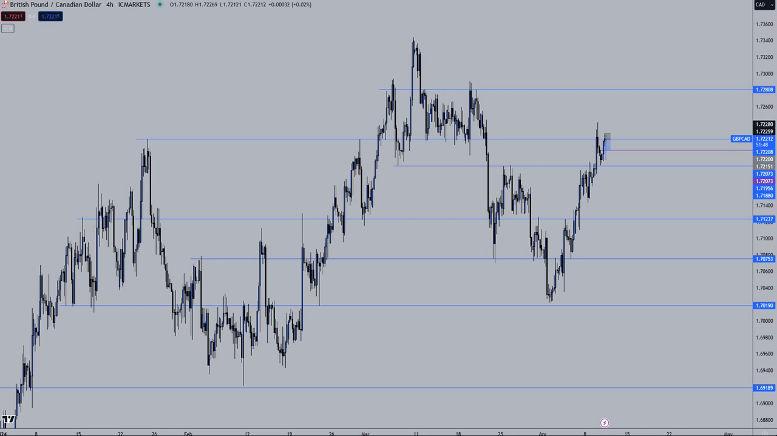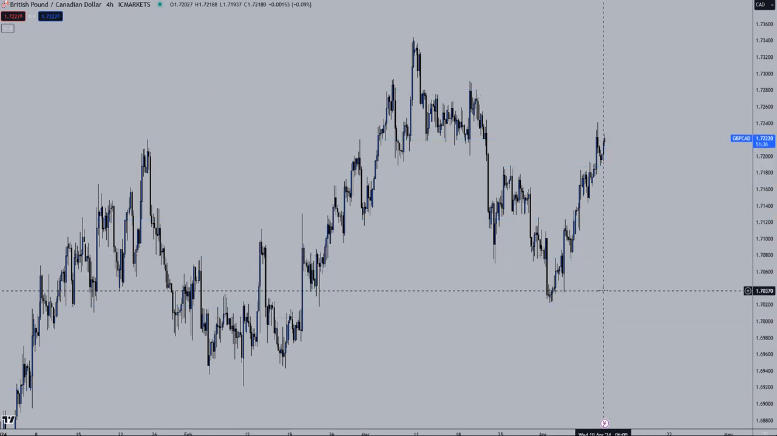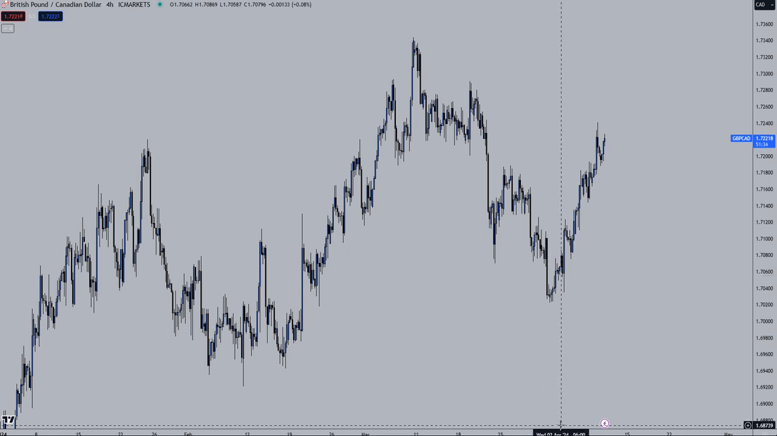So in this video I'm going to quickly break down how to identify areas like these in the markets. You can see that I'm currently in a position, so what I'm going to do is remove these levels and show you from scratch exactly how I find my levels in the market.